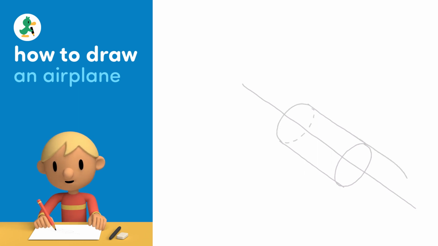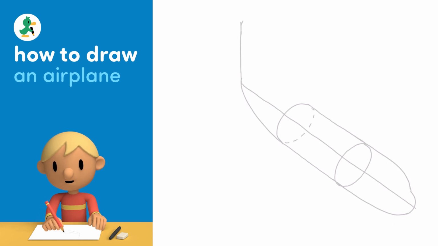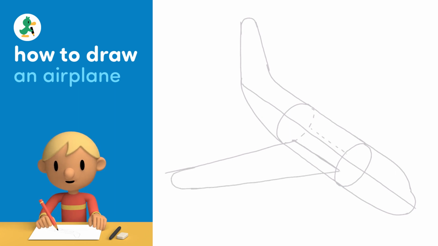Draw the front with a curve for the cockpit and a semicircle for the nose. The backside curves up, the tail fin is a triangle with a rounded tip. The wings angle towards the back. They also have a triangle shape with a rounded tip.